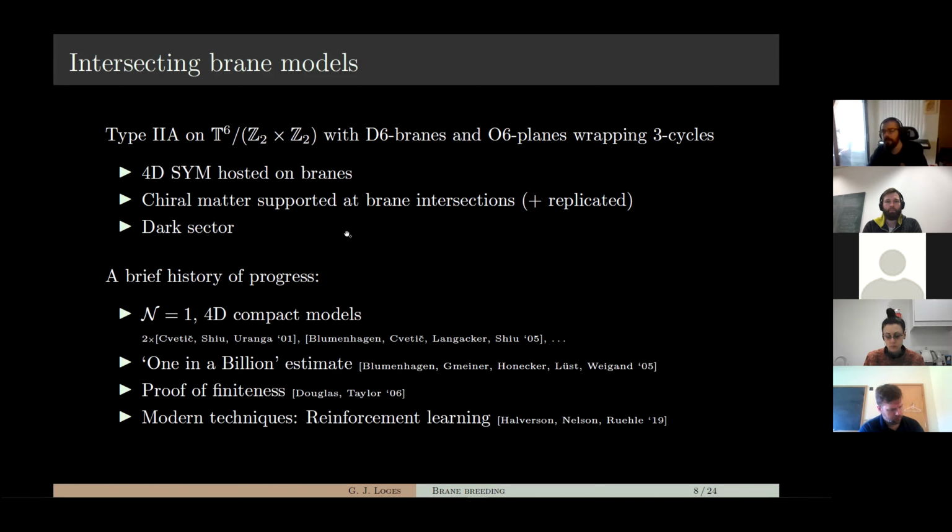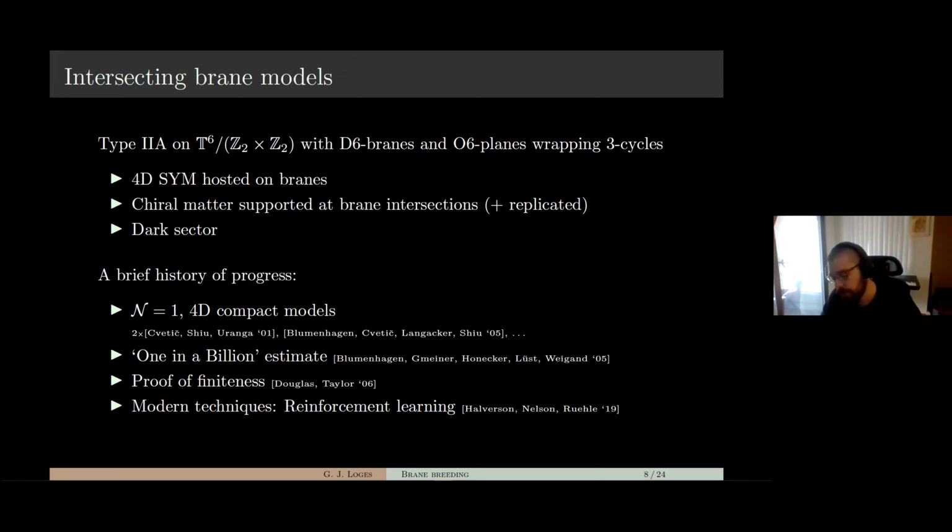We have a mechanism for arriving at a chiral spectrum and also replicated matter. If you have two stacks of branes that intersect multiple times, you'll have identical matter representations showing up in your spectrum. There are natural mechanisms for having a dark sector as well, so this is quite nice for pheno purposes.